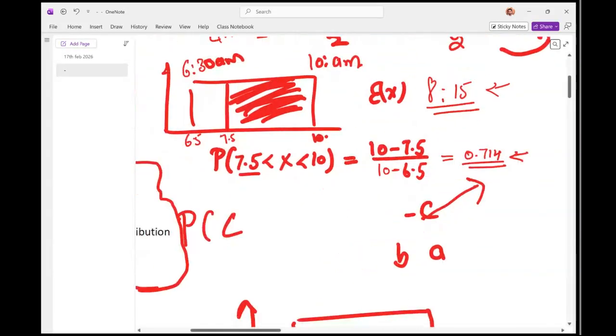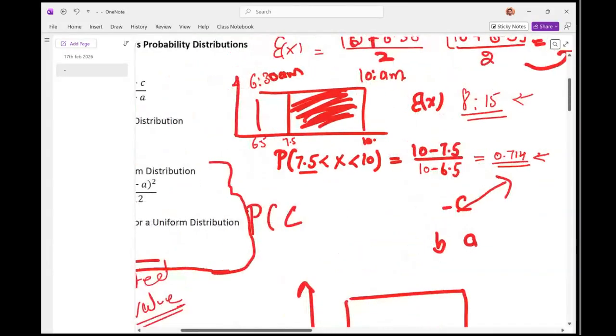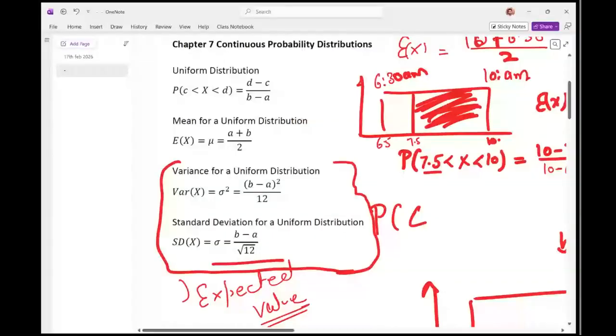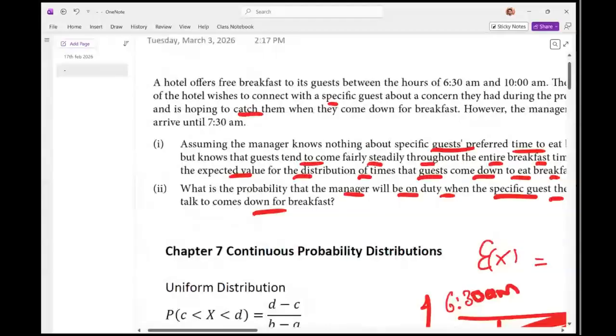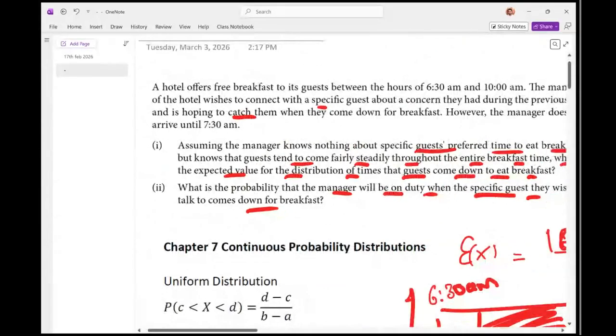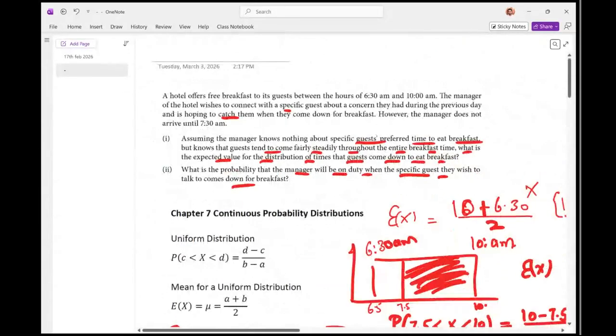So hopefully you were able to understand this question. Mainly, whenever you are solving a question on a uniform probability distribution, you will be told that it is a question on a uniform probability distribution, or the question will include the time. So these will be your two hints to solve the question. It will mainly be a time question.